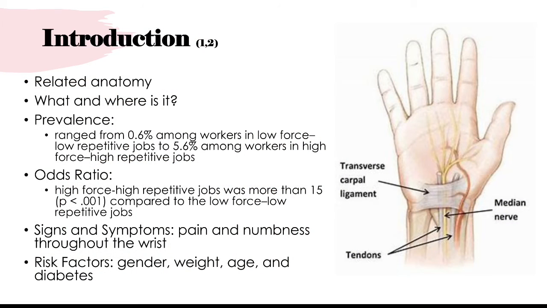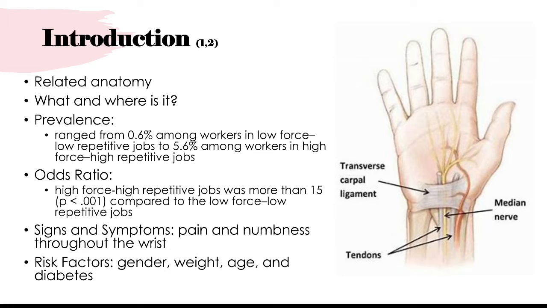Carpal tunnel syndrome, also known as CTS, is most likely referred to as the cause of pain, numbness, and tingling in an individual's hands. On the screen, you can see the related anatomy, including the transverse carpal ligament, the median nerve, and the related tendons that run through the wrist. CTS is the most commonly reported nerve entrapment syndrome.